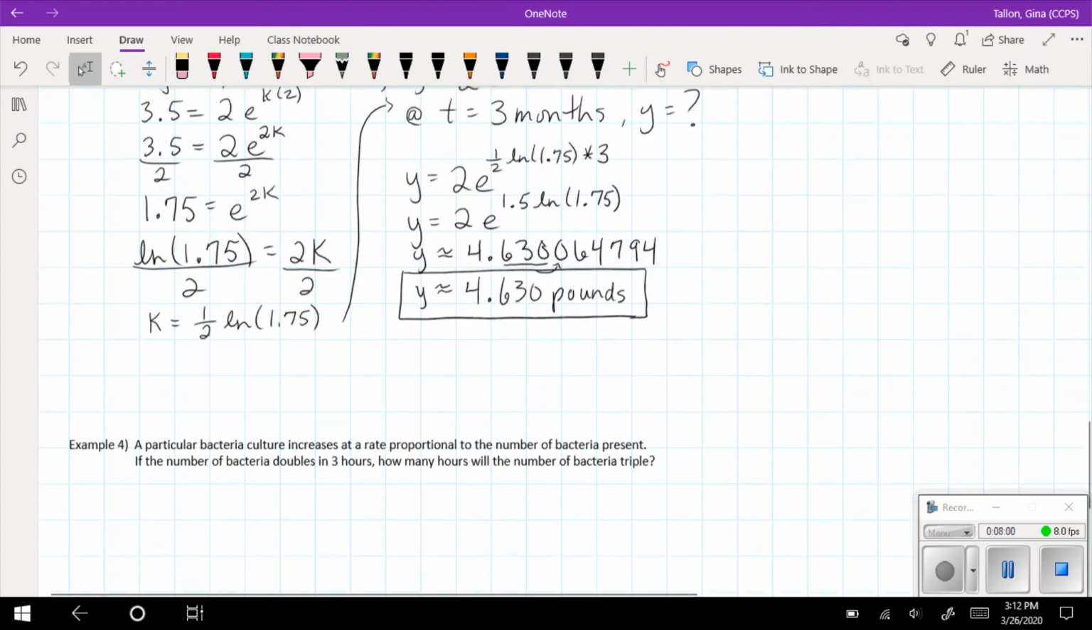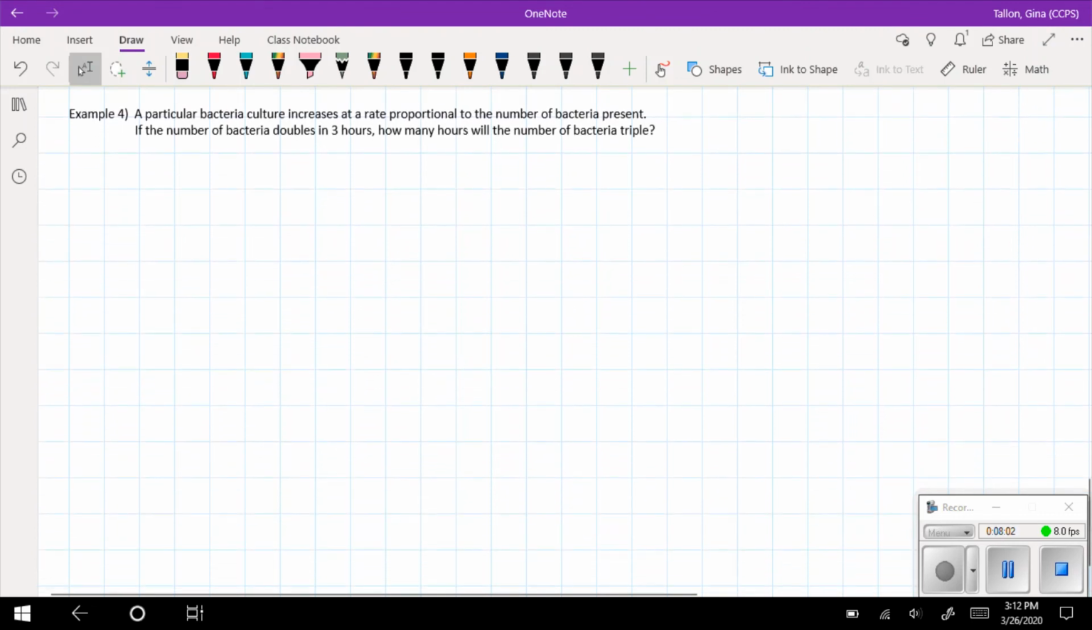Okay, moving on to example 4 then. A particular bacteria culture increases at a rate proportional to the number of bacteria present. Boom, that is definitely talking about my law of exponential change. If the number of bacteria doubles in 3 hours, how many hours will the number of bacteria triple?